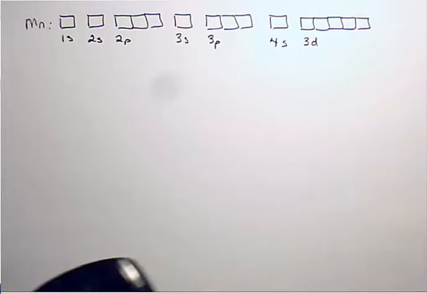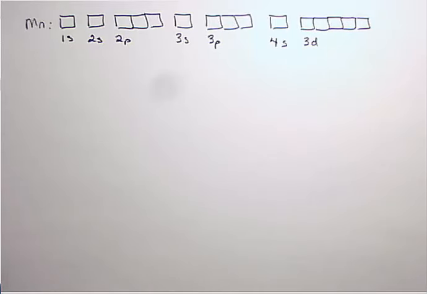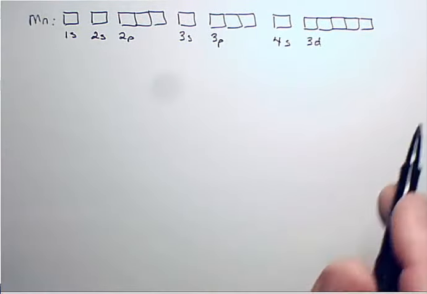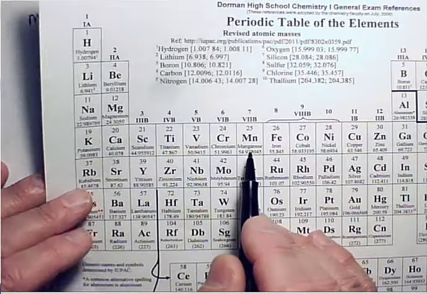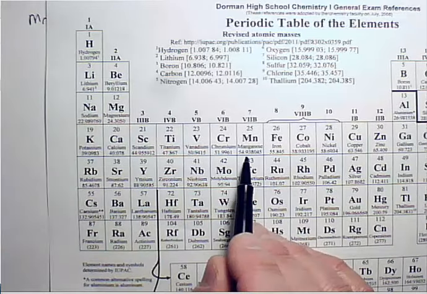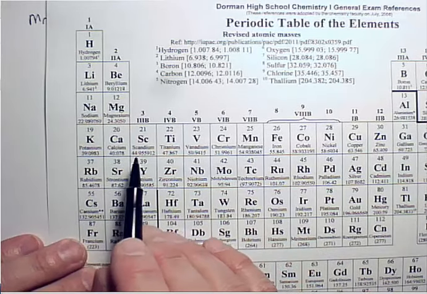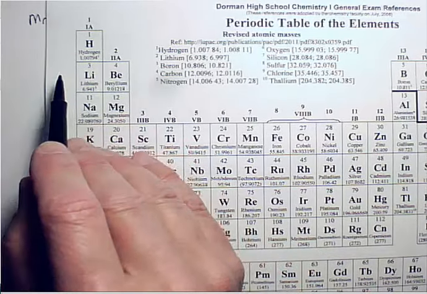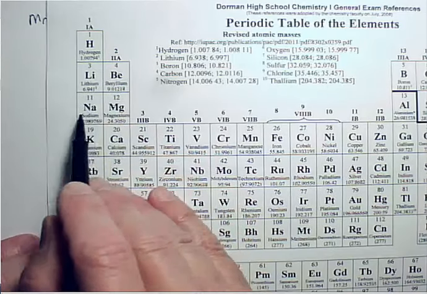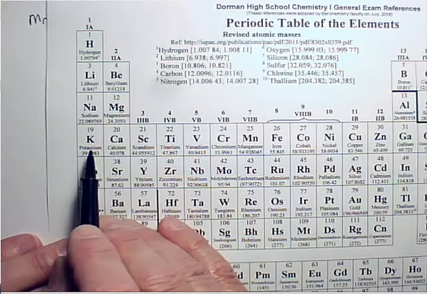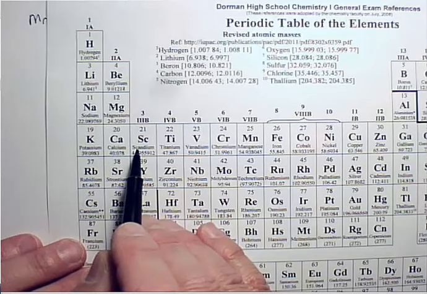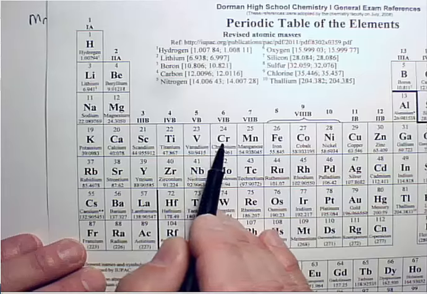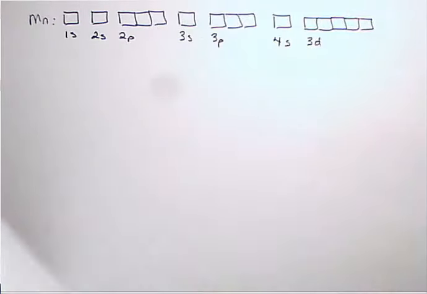Okay, so you should be working on the orbital notation for manganese. And manganese is located right here on the periodic table. It's not magnesium, it's manganese. Okay? And so we have all three primary levels full. And we're going to fill up the 4s sublevel, drop back to 3d, and put in 1, 2, 3, 4, 5 electrons.